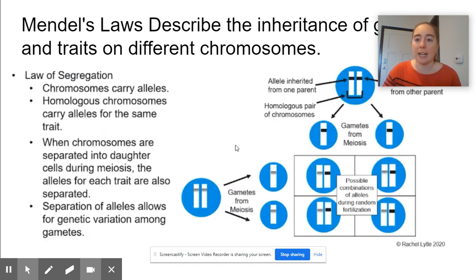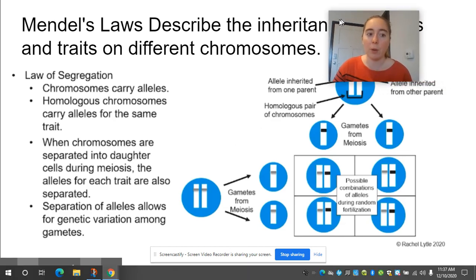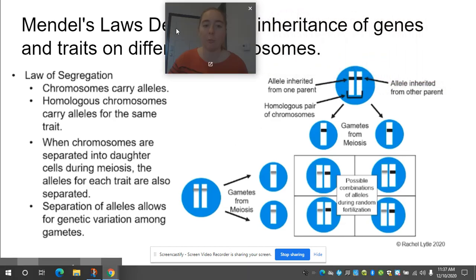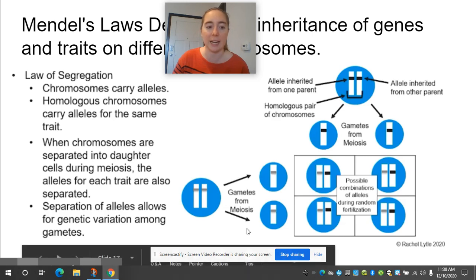We're going to now talk about this concept of the law of segregation. What the law of segregation says is that chromosomes carry alleles. And we know that there's DNA inside here, and there's a particular unit of DNA that's going to correspond to a particular allele. One is inherited from one parent, and the other is inherited from the other parent. And these chromosomes are going to be a homologous pair of chromosomes. And we know after meiosis that those are going to split into individual gametes from the mom and individual gametes from the dad as well.